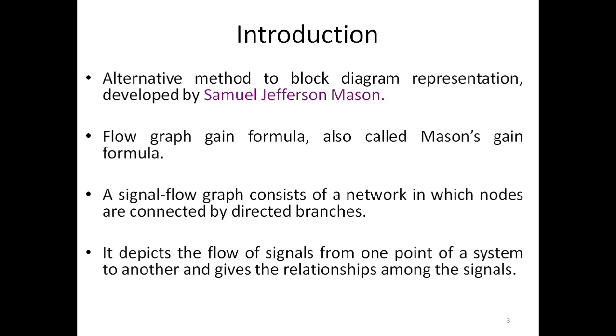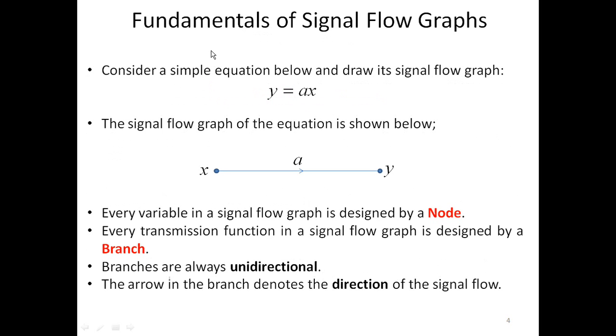So the flow graph gain formula is also called Mason's gain formula. A signal flow graph consists of a network in which nodes are connected by directed branches. We will see while looking at an example what they are trying to explain to us. So now we will move on to fundamentals of signal flow graphs.